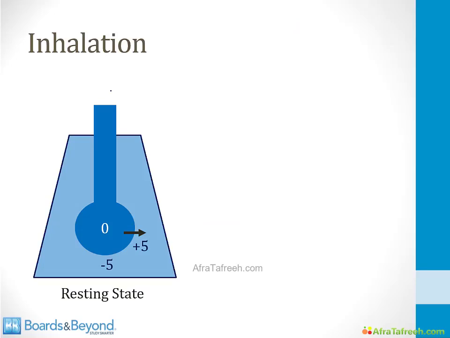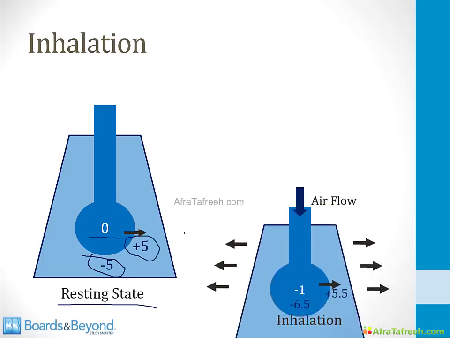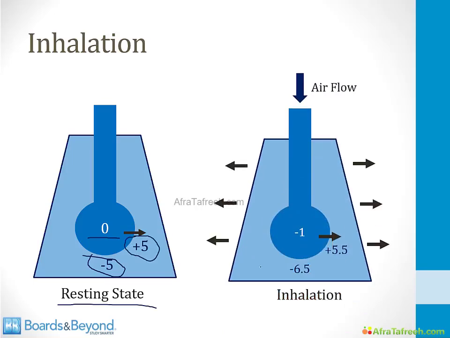So now let's look in detail at what happens during inhalation. We begin in our resting state. The intrapleural pressure is -5, the alveolar pressure is 0, and the transpulmonary pressure is +5. Then we contract our diaphragm and the chest wall expands, and the intrapleural pressure becomes more negative at -6.5. So basically what's happening here is by going from -5 to -6.5, we've given the lungs a force of 1.5 that they can work with to drive airflow.